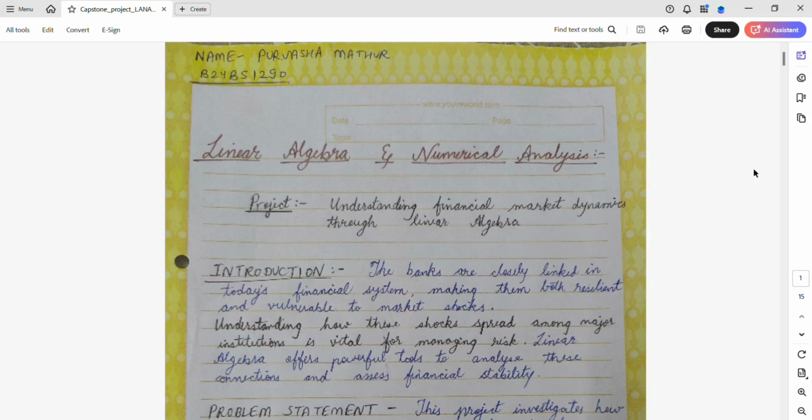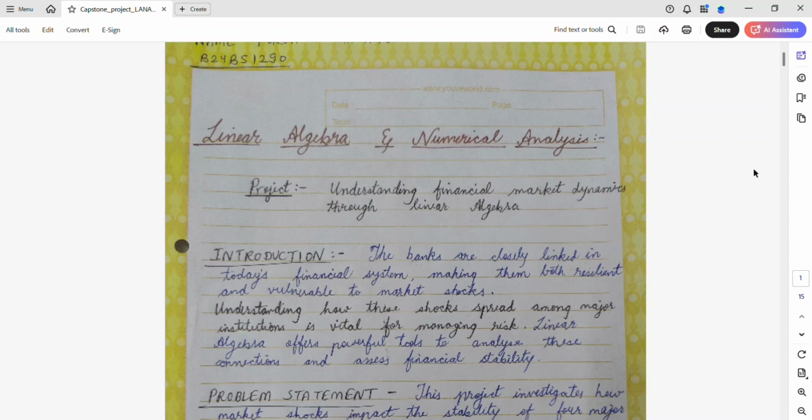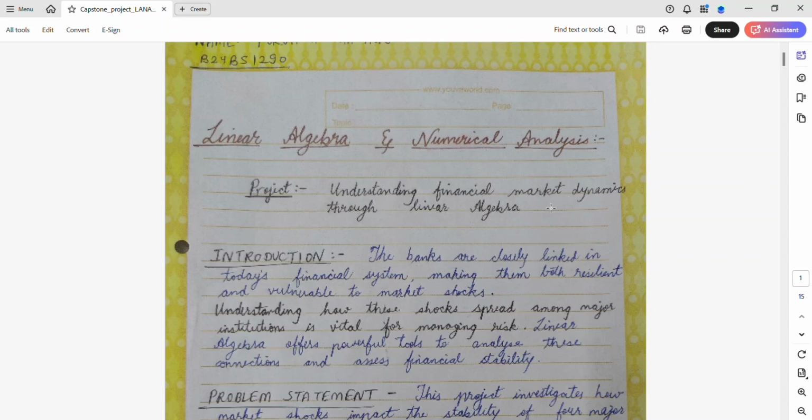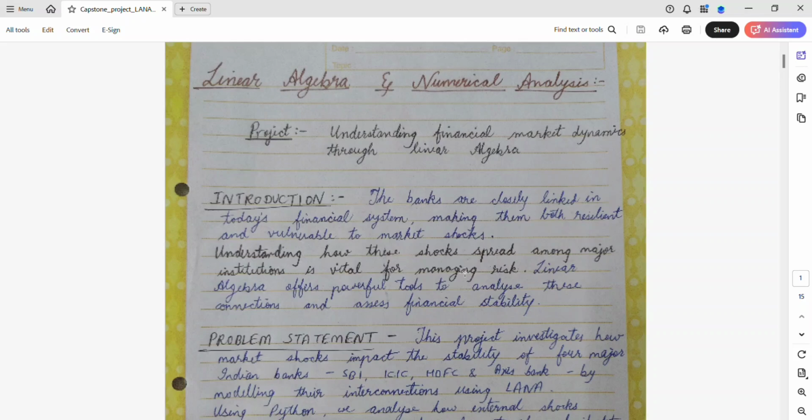I'm Parvasha Mathur, student of AI and Data Science at IIT Jodhpur. And today I'll walk you through my capstone project titled Understanding Financial Market Dynamics Through Linear Algebra. In this project, I explored how financial stocks affect major Indian banks using matrix analysis and Python programming.